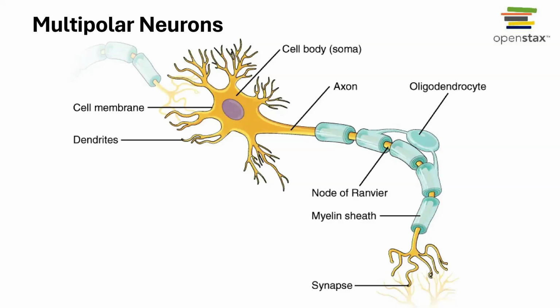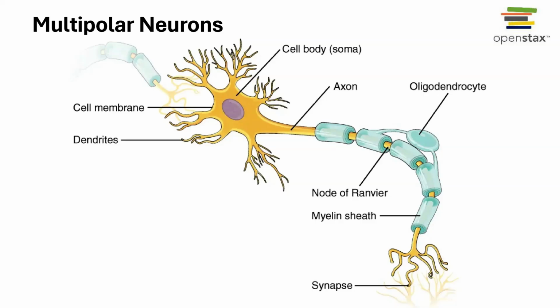Along the axon, there are nodes of Ranvier, which are small gaps in the myelin sheath. These gaps allow the action potential to jump from node to node in a process called saltatory conduction. The internodes are the myelinated segments between these gaps.